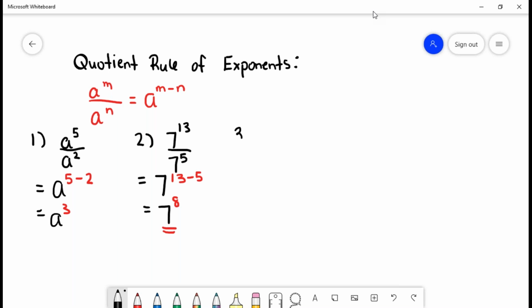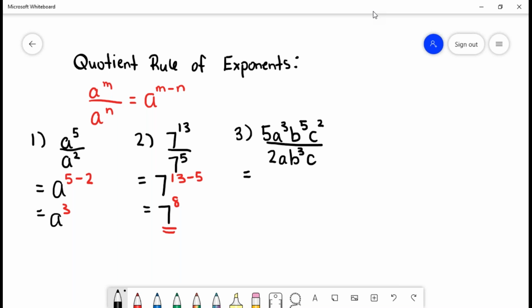So now our final question, which we'll be doing, applying the quotient rule of exponents, would be 5a to the power of 3, b to the power of 5, c to the power of 2, divided by 2a b to the power of 3 times c.